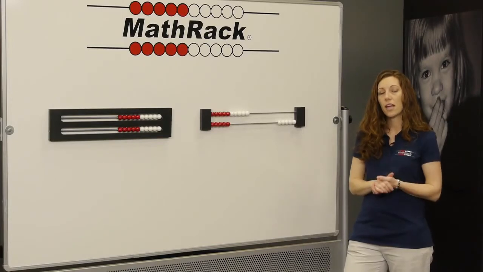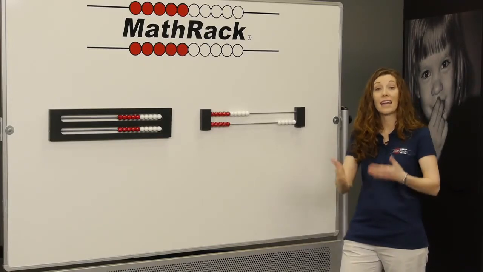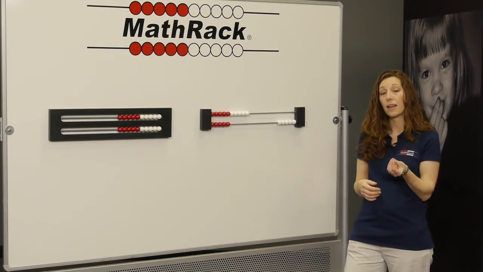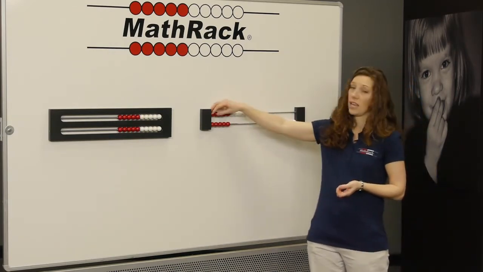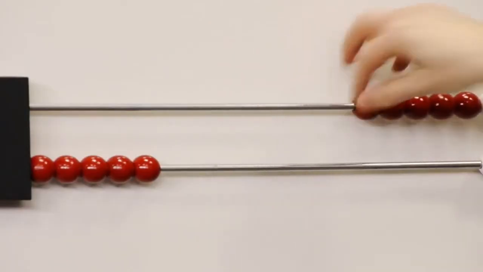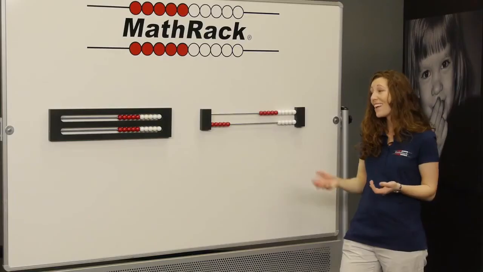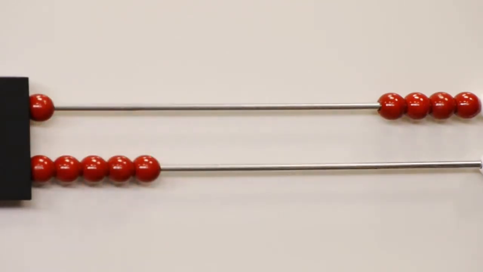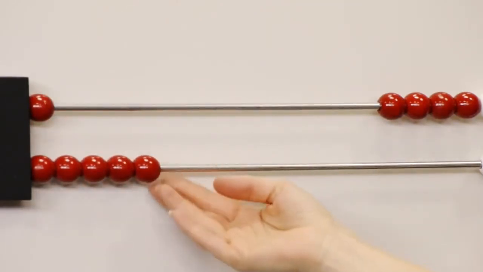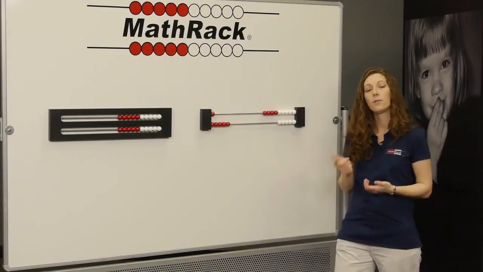So to do 15 take away 9, some kids think of that as takeaway. I need to take away 9. Well, if I had to take away 9, that would be so much easier if I could just take away all 10 of these. But really, I was only supposed to take away 9, so I've got to give one of those back because I took away one more than I was supposed to. Then they can quickly see I've got my 5 here still and one extra, which makes 6.